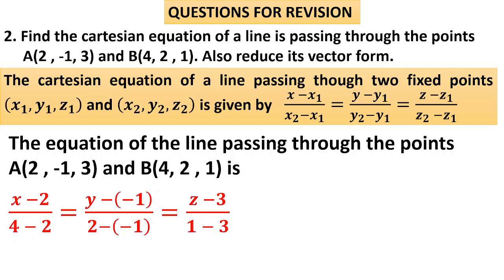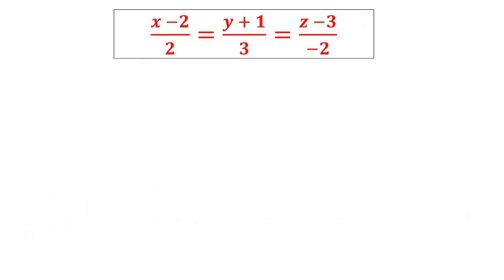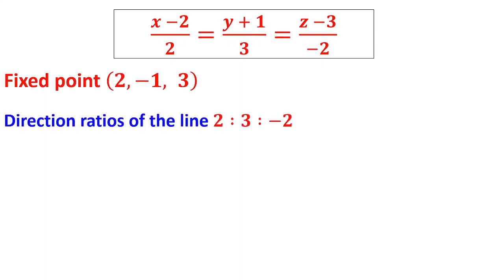Now I have used the first point to construct this equation. You can use any point there. So (x minus 2)/2 is equal to (y plus 1)/3 is equal to (z minus 3)/(minus 2). This is the equation. Let us continue. Now from this, are you able to find the fixed point? Yes, it is given in the question itself: 2, minus 1, 3. And I have identified the direction ratios 2, 3, minus 2.